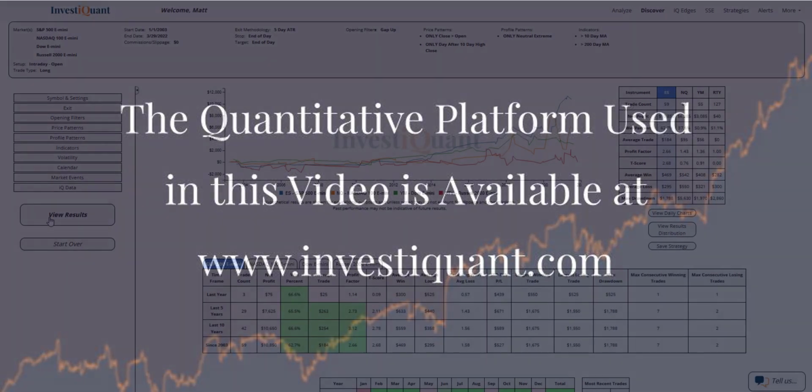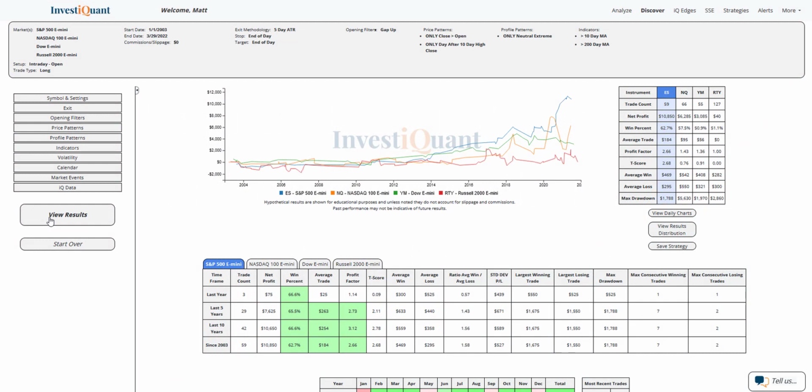All right, here we go. These are the results based upon entering the market long at 9:30 a.m. Eastern time, exiting at 4:15 p.m. Eastern time, when you gap up following a neutral extreme up day that closed at a 10-day high above a 10 and 200 day simple moving average. Historically, we've got 59 samples in the S&P, 66 in the NASDAQ, 55 in the Dow, 127 in the Russell.